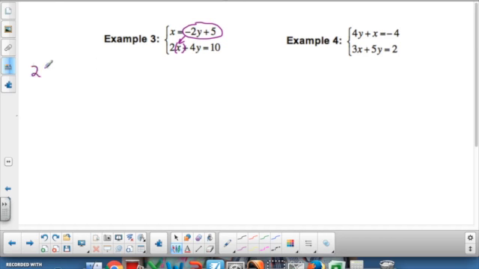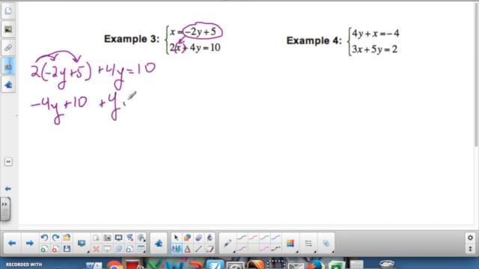So what I'm going to do is I'm going to have 2, and then in place of x I'm putting negative 2y plus 5, because that's what x is equal to. And then I put the rest of my equation down exactly as it was, and now I'm going to use my solving methods. I've got to first distribute. So 2 times negative 2 is negative 4y, 2 times 5 is positive 10, and I have 4y equals 10.